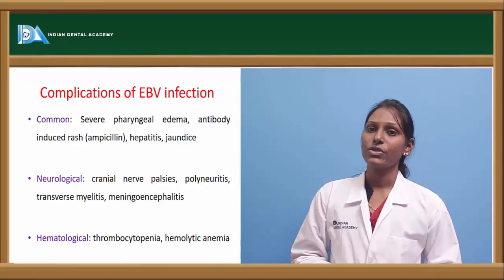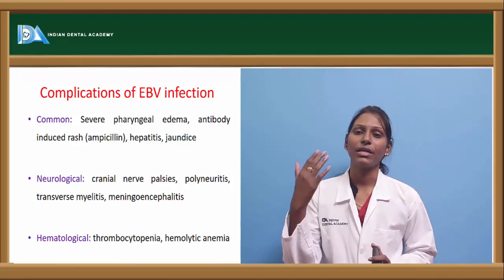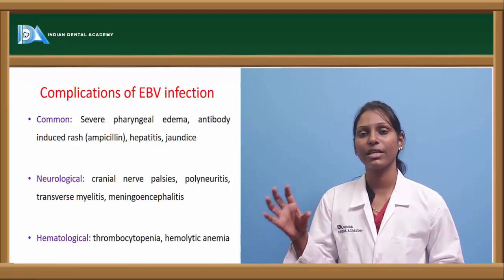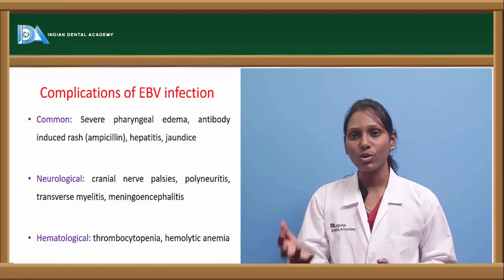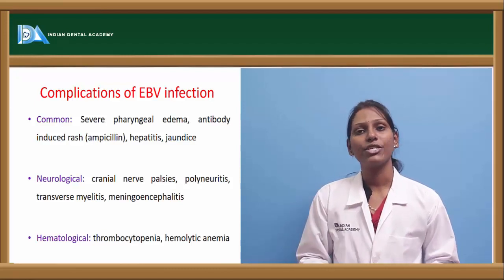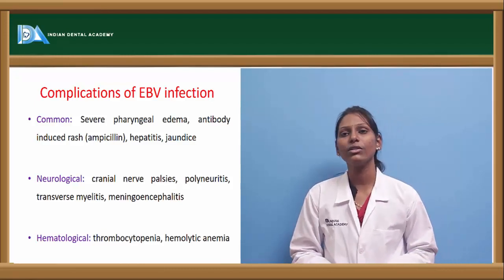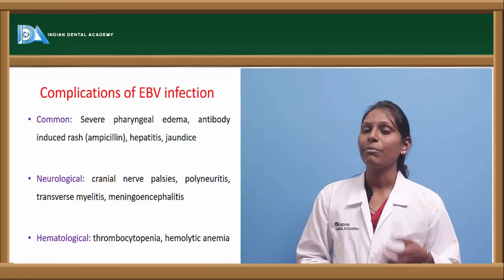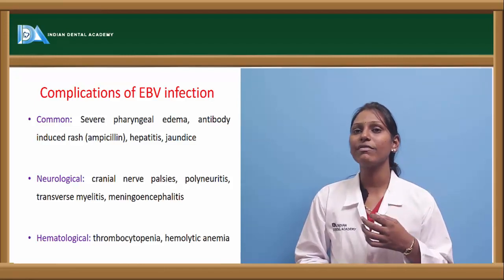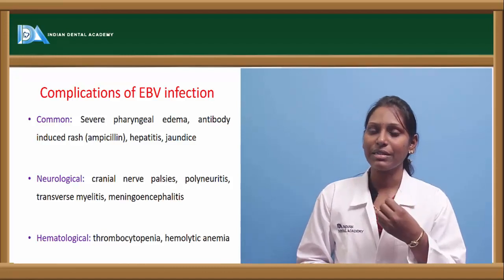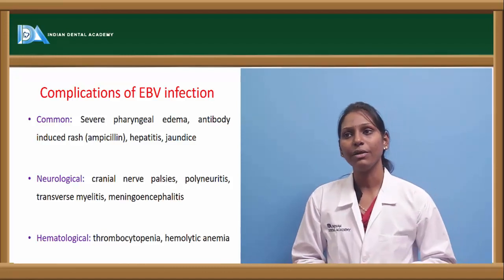Coming to complications of Epstein-Barr virus infection, apart from the clinical symptoms, if this Epstein-Barr virus infection, that is infectious mononucleosis, is so severe and is not treated in time, then there are some complications. The most common complication is severe pharyngeal edema. When there is severe pharyngeal edema, the patient will have difficulty in breathing because the airway is obstructed, and this can be a severe complication.